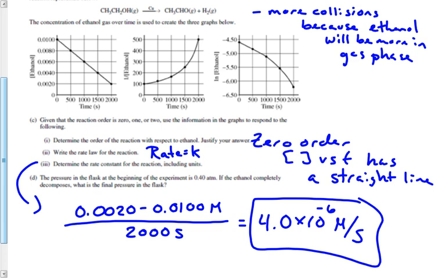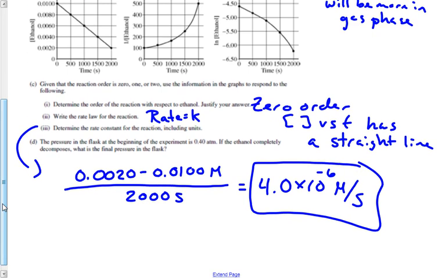Okay? 2 points. 1 point for actually understanding that you're doing rise over run. 1 point for the answer. Part D, and then we move on.